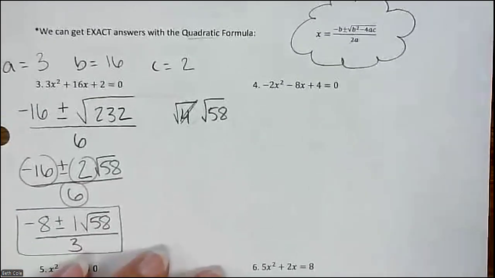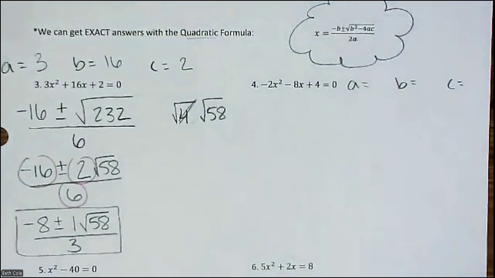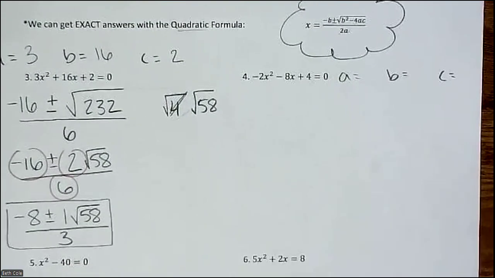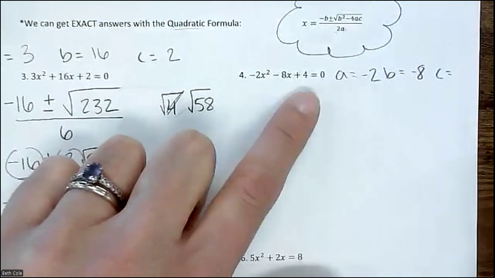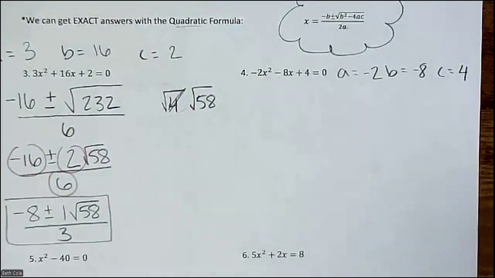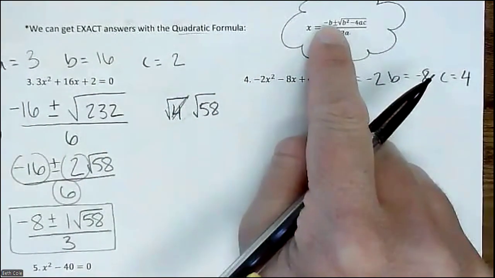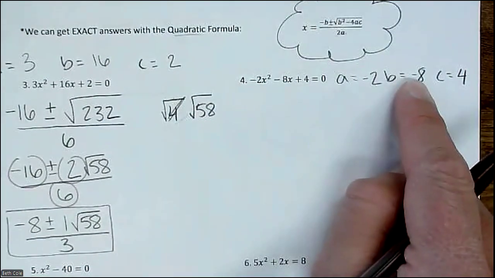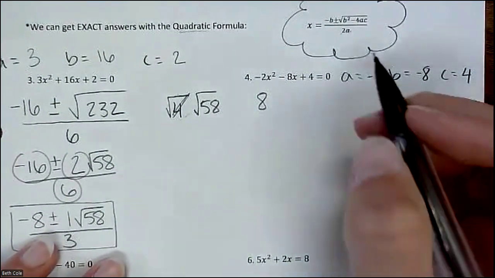Do not skip writing out A, B, and C. If you mess up just plugging a number in, you're going to be upset. It's a very simple thing. If you can read, you can do it. All right, what's A for this? Negative 2, good. B is negative 8. C is 4. Oh, I should have started with does it equal 0? Yes, okay. So reading your formula, you don't have to memorize it. You just have to be able to read. It says negative B. That would be negative 8. So yes, that will be positive 8.